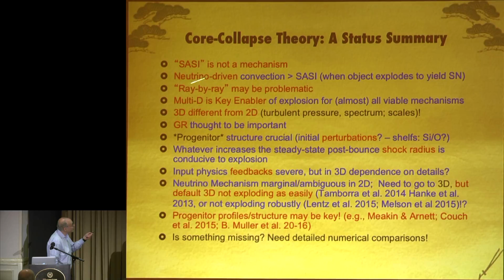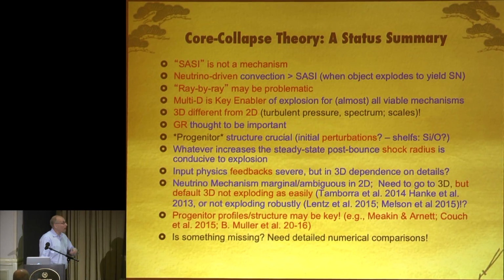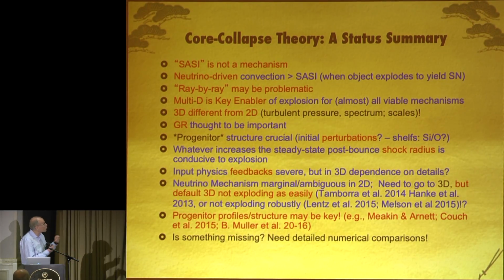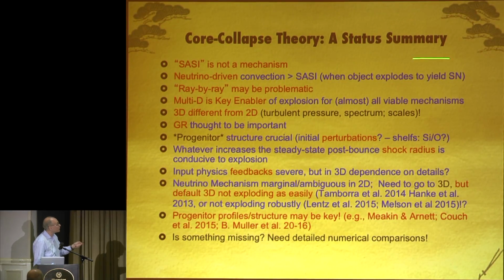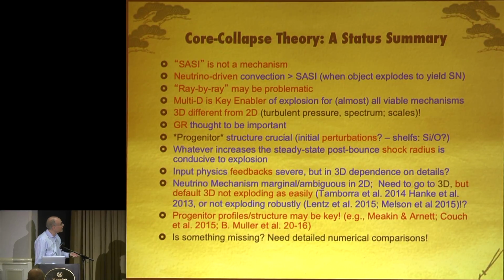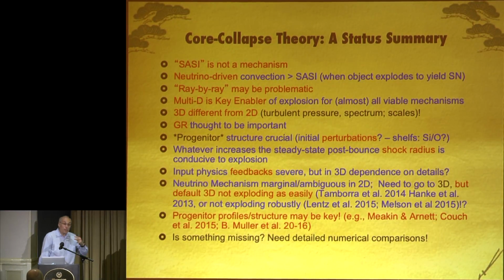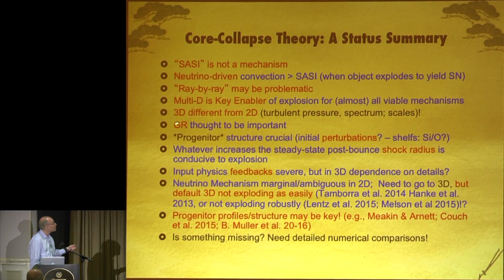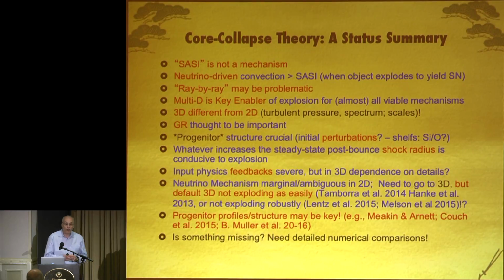The SASI is not really a mechanism. It's really there, but the neutrinos are much more important if it's neutrino-driven. The ray-by-ray approach, which people are starting to recognize, may be problematic. It may be less problematic in 3D, in fact, maybe ironically, but the 2D simulations are much worse. 3D is different from 2D. GR is probably important, but the progenitor structures are crucial. What those are will determine, when we have the right physics, what happens.